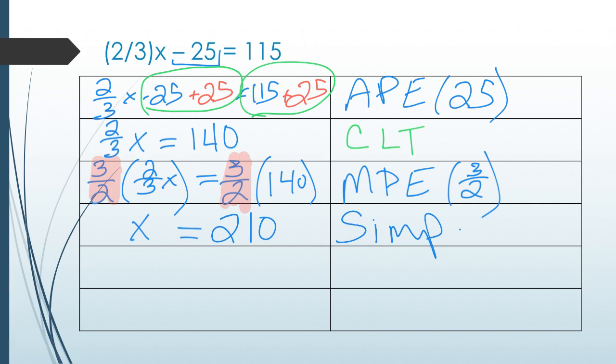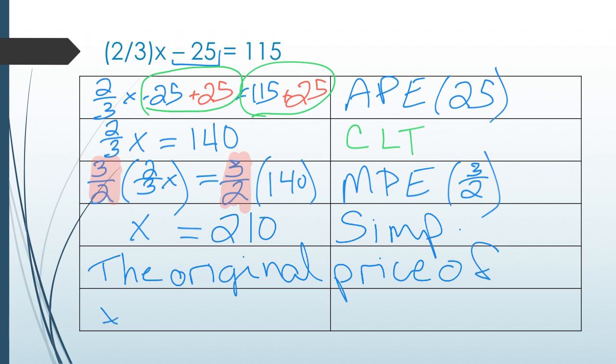And that's it. That means that my sentence is: the original price of the skis was $210. Okay, good luck.